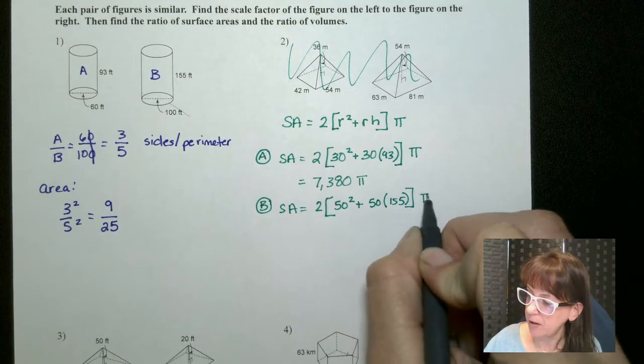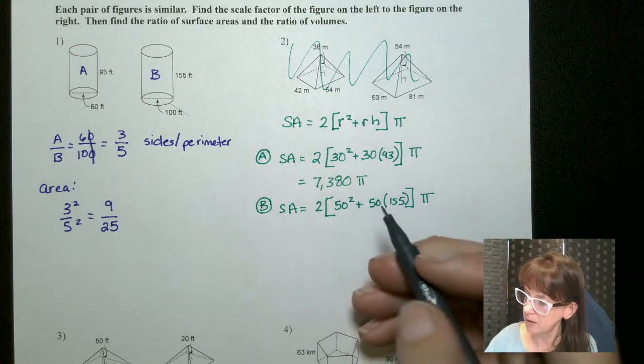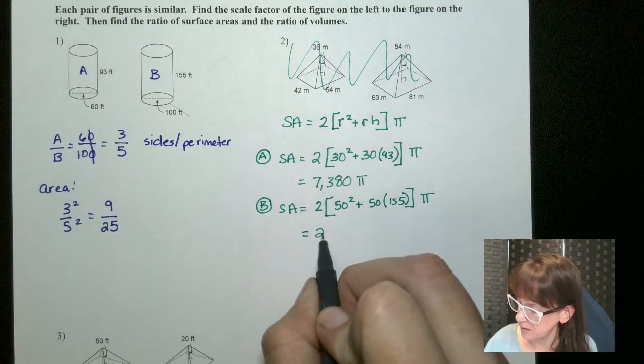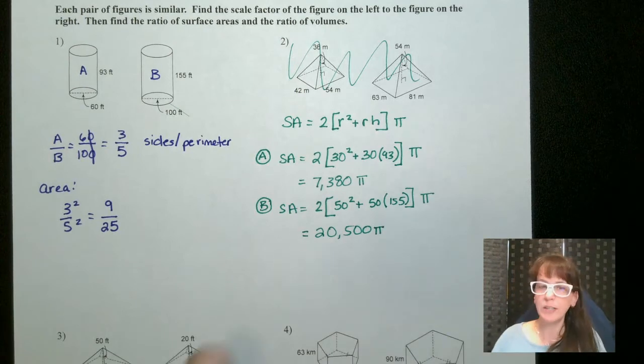And then multiply all that by pi, and we're going to do the same thing. We're going to say 50 squared plus 50 times 155, and then multiply whatever that is by 2. So that's going to be 2,500 pi. Okay, so let's see now.